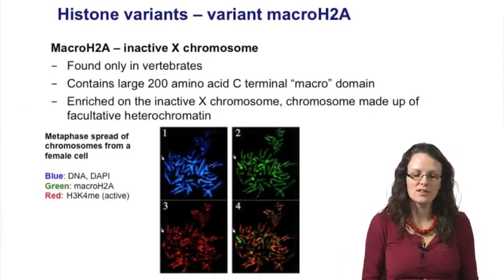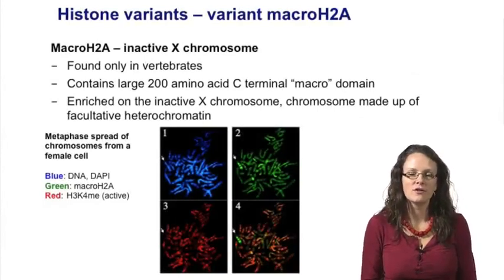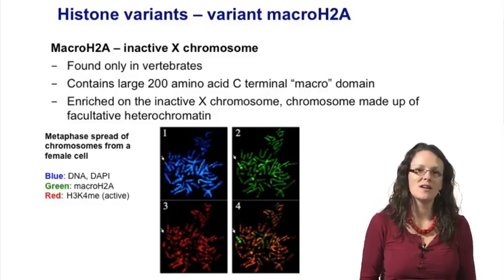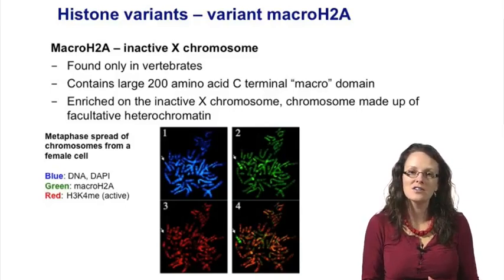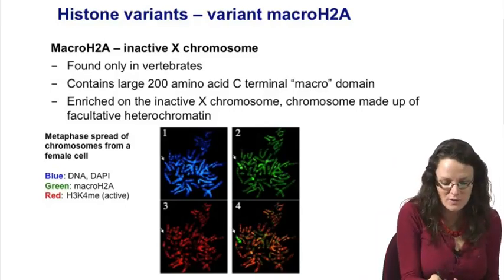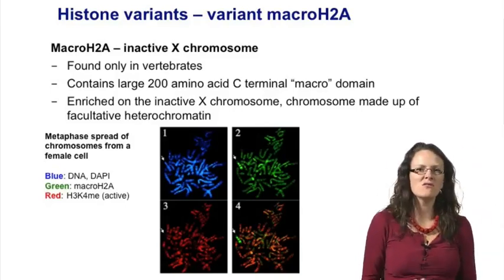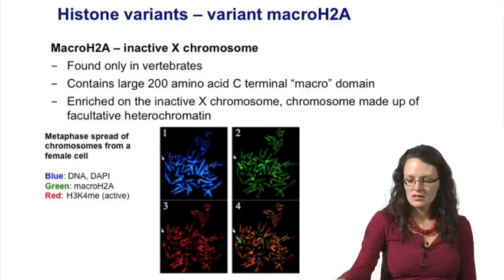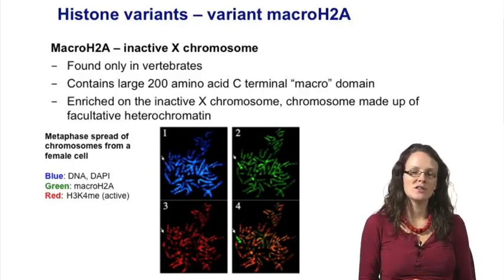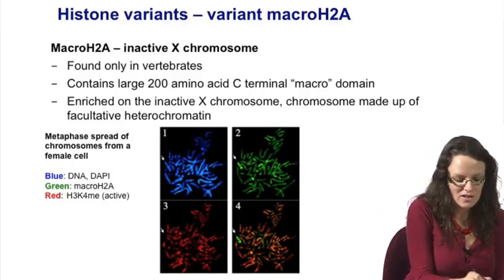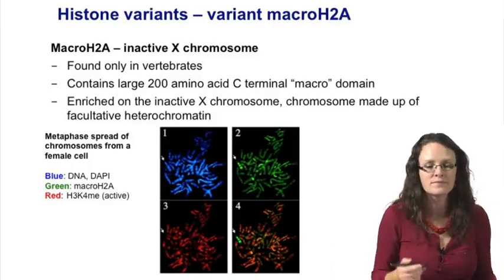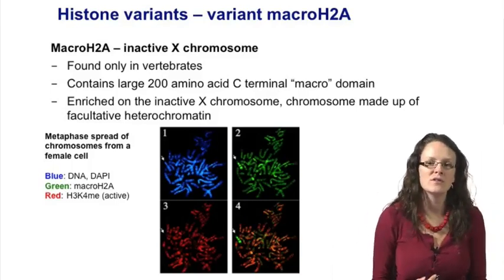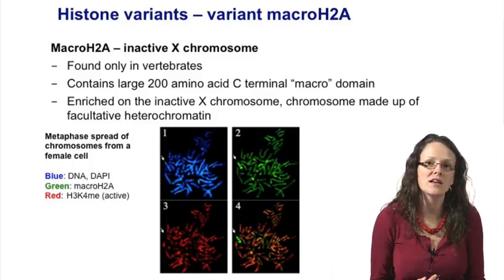The third example is another variant of histone H2A called macro H2A. So as you might expect, this histone variant has a macro domain, and the macro domain is just inferring that it has a very large domain, in this case 200 amino acids at its C terminus, and we don't yet understand the function of this macro domain. What we do know is that unlike the previous two histone variants I mentioned, this macro H2A is only found in vertebrates. And that's particularly interesting because what we know it's involved in is X inactivation.